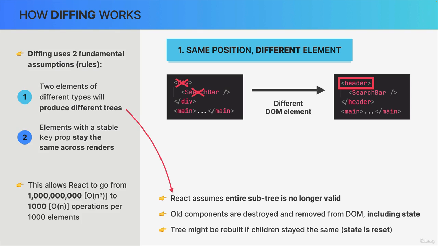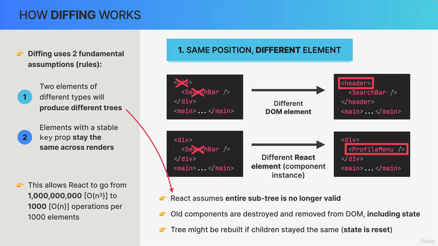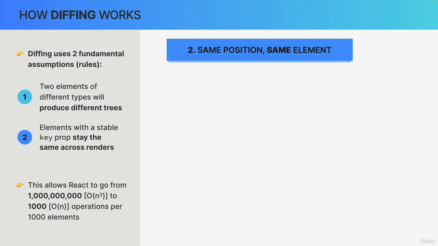Now, everything we just learned works the exact same way for React elements. So basically for component instances, as we can see in this second example. So here the search bar component changed to a profile menu component. And therefore, the search bar is again completely destroyed, including its state, and removed from the DOM. Okay, so this is the first situation. The second situation is when between two renders, we have the exact same element at the same position in the tree. And this one is actually way more straightforward.